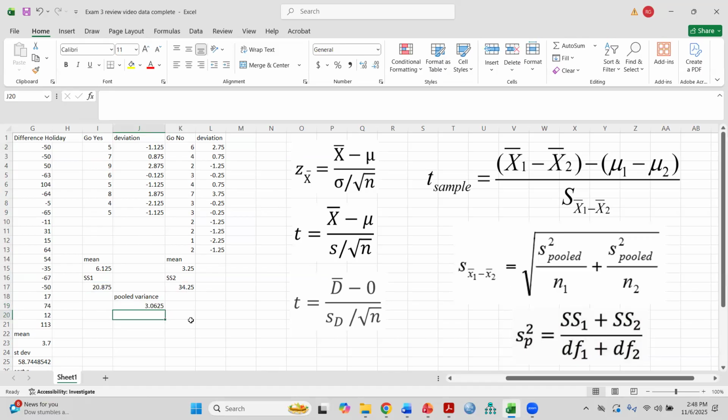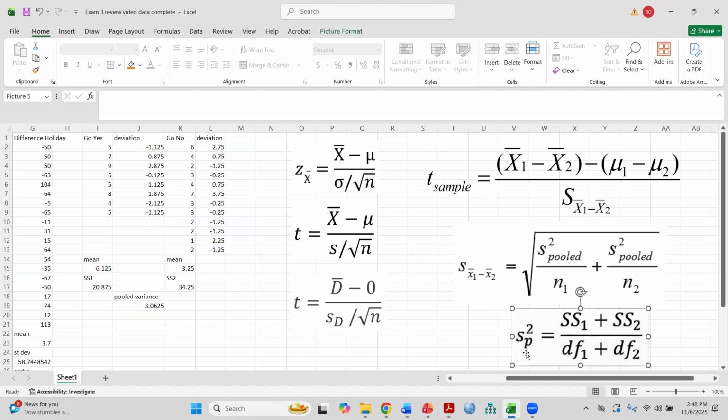Beautiful. Okay, so that's our pooled variance. And now, just like Russian nesting dolls, we've got to slot that one into this next equation in a couple of different places. That way we can get the estimated standard error. And then we can slot that into the ultimate t equation for an independent samples t-test.